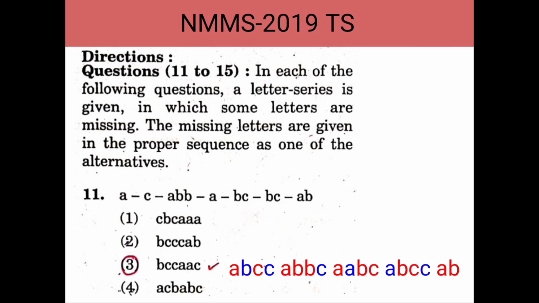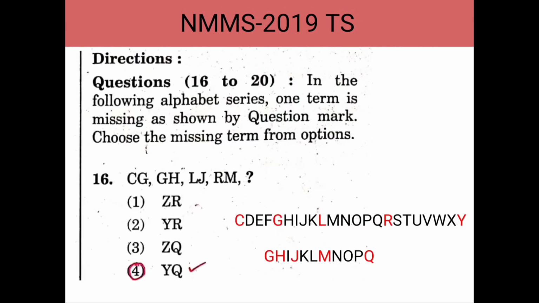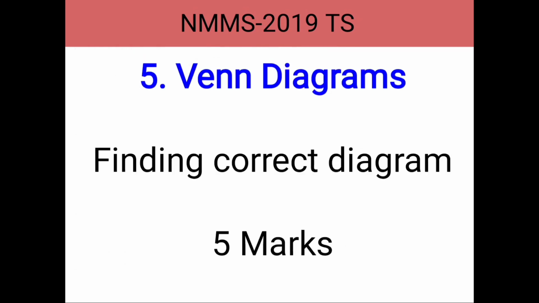The fourth model is alphabet series. Finding the missing term in the alphabet series carries you 5 marks. Look at the example question. In each term, 2 letters are given. We have to find the relationship between the 2 letters. And fifth one is Venn diagrams. Finding the correct diagram among the Venn diagrams for the question. This carries you 5 marks.